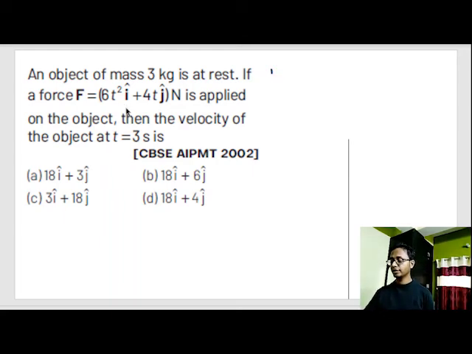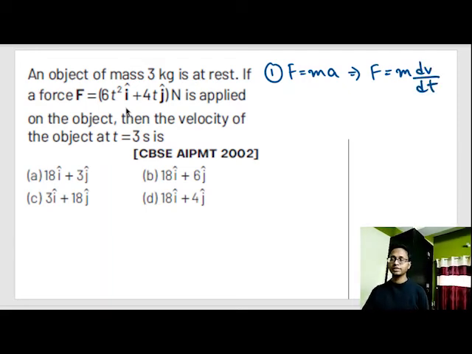Whenever 2D components of vectors are given, always divide them into components. We know that force is equals to mass into acceleration, and acceleration is dv by dt. Therefore force is equals to m dv by dt. If we multiply dt on the left hand side, we get F dt is equals to m dv. And do not fear integration, just apply the integration formula.